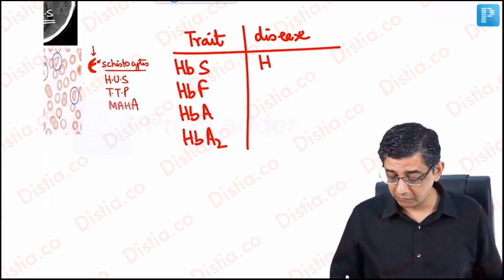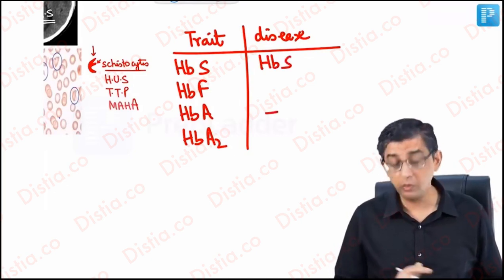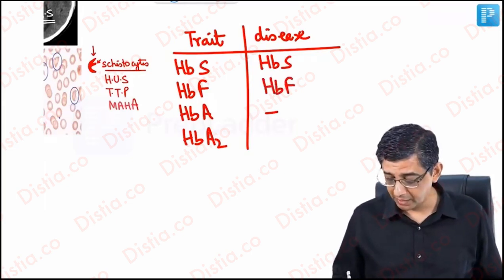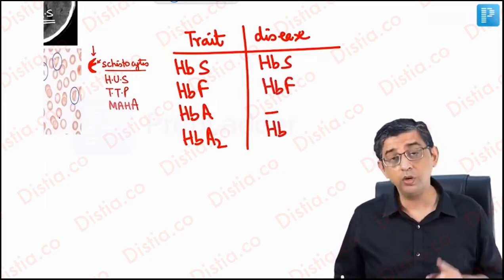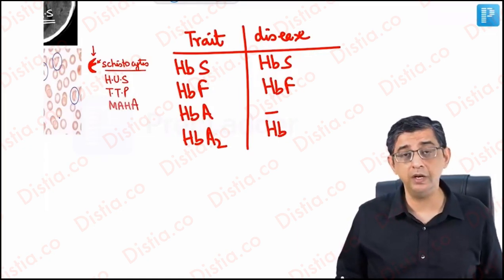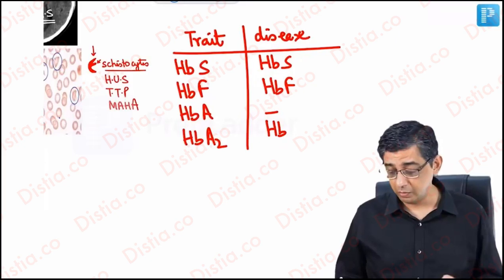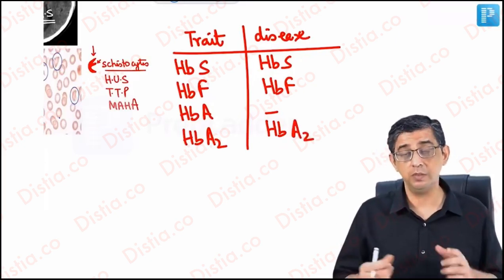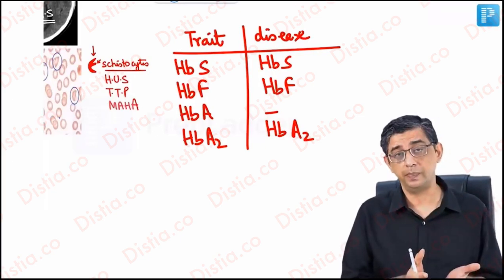In disease, however, you will notice that there is no hemoglobin A. Please appreciate the fact, I want you to remember this fact, that in trait there are 4 hemoglobins present in the body of the patient, whereas in sickle cell disease hemoglobin A is missing. So that is why the manifestations are more severe, because the normal thing is not there.